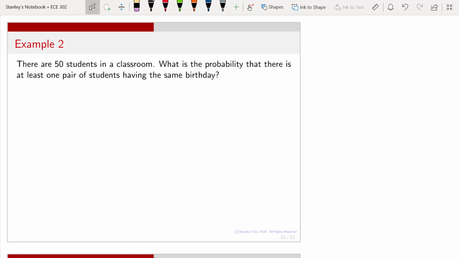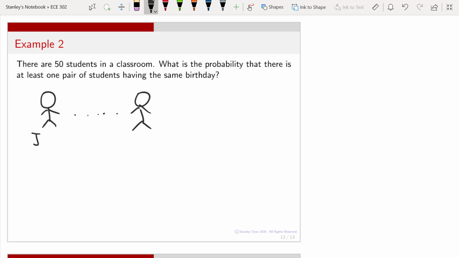The second example is the following. Suppose there are 50 students in a classroom. We ask, what is the probability that there is at least one pair of students having the same birthday? So you have many students, and of course, everyone will have a different birthday.